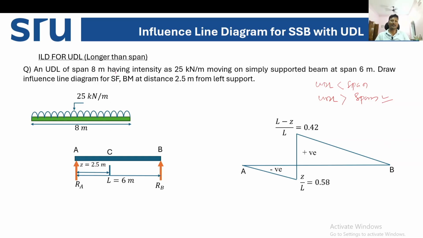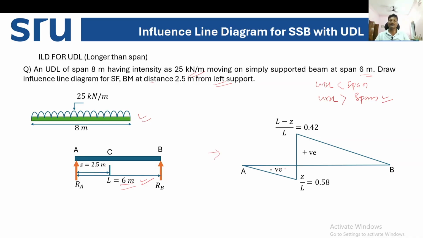Let us read the question first. A UDL of length 8 meter having intensity 25 kilonewton per meter is moving on a simply supported beam of span 6 meter. Draw the influence line diagram for shear force and bending moment at a distance 2.5 meter from the left support. So the UDL length is 8 meter and the span here is 6 meter. In that case, the procedure will be the same.